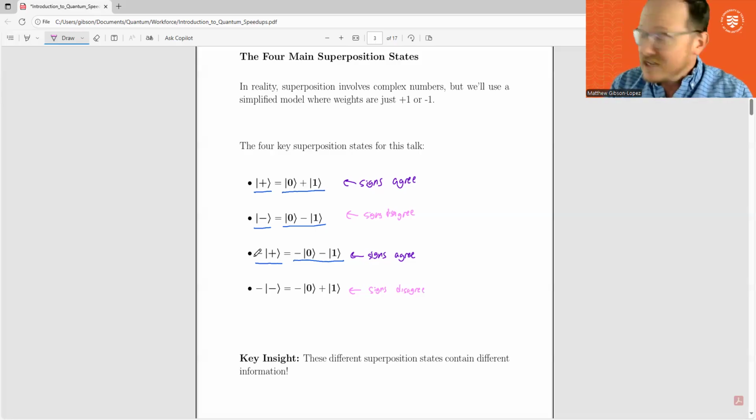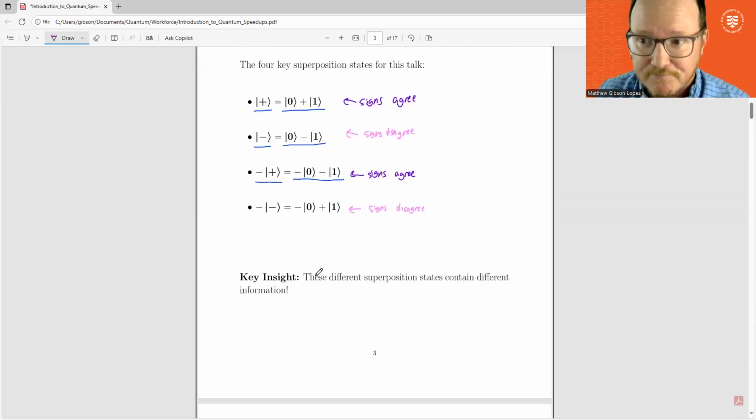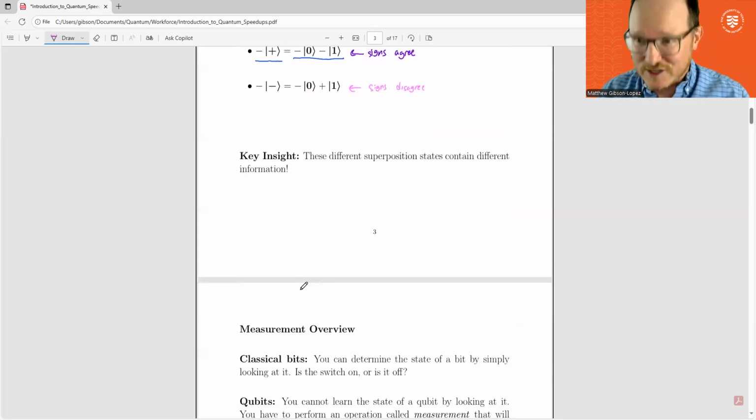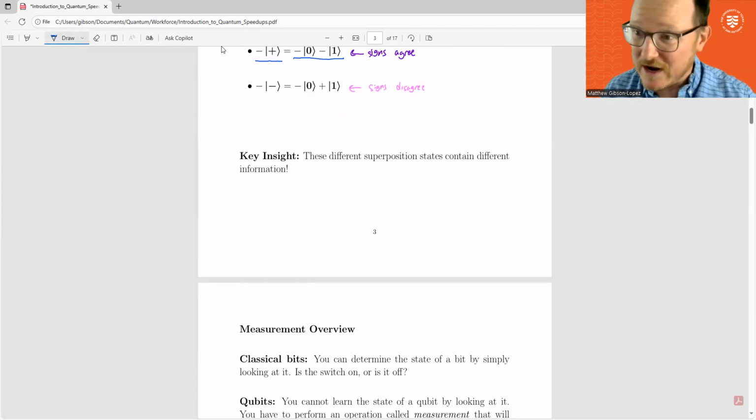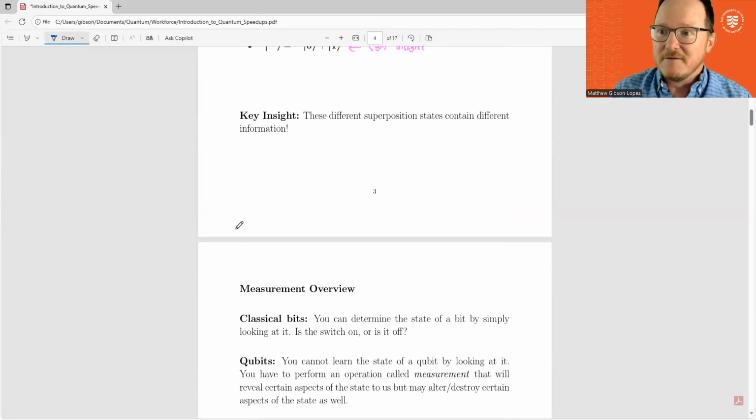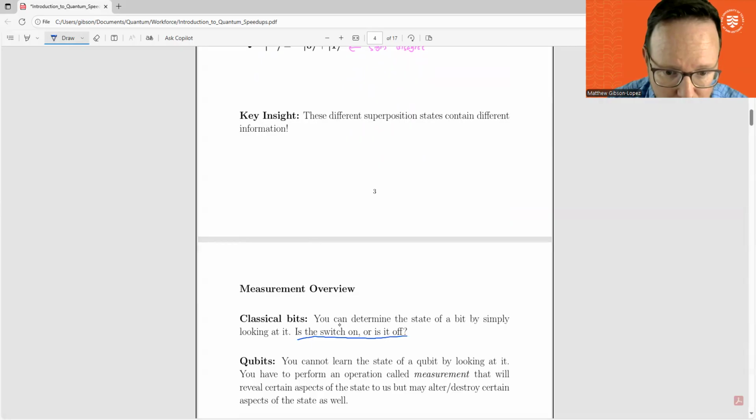What you can do is perform an operation called measurement. We're going to abstract a lot of the details of how measurement works away in this talk, but for the purposes of this talk, you'll be able to understand. With classical bits, you just look at it: is the switch on or is it off? With qubits, you perform an operation called measurement.